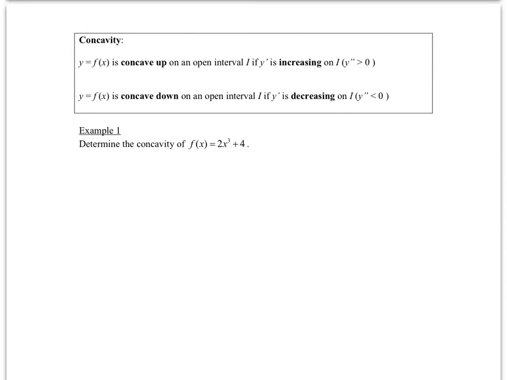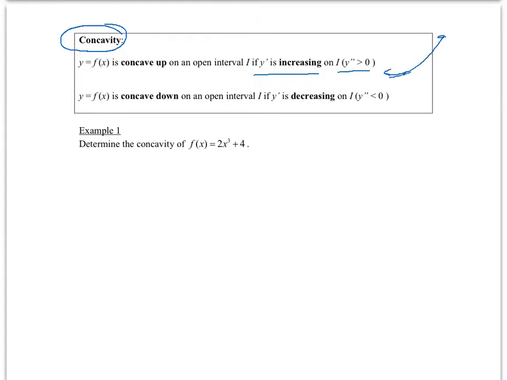Okay, as I said at the beginning of this video, we're going to move on to seeing what the second derivative can tell us. There's something called concavity, and concavity really tells you about the shape of the graph. A function is said to be concave up on an interval if y prime is increasing. Now, if y prime is increasing, its derivative would be greater than 0. So here's an example of something that is concave up.